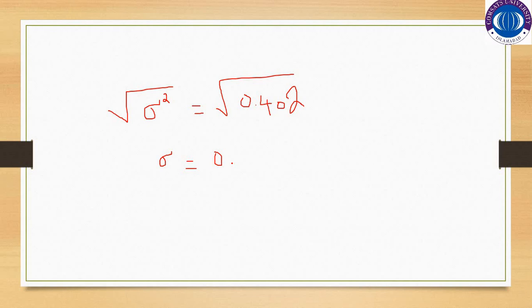You can find out its standard deviation by taking the square root on both sides, which is 0.402. Sigma is equal to 0.634. So this is the standard deviation of the random variable.